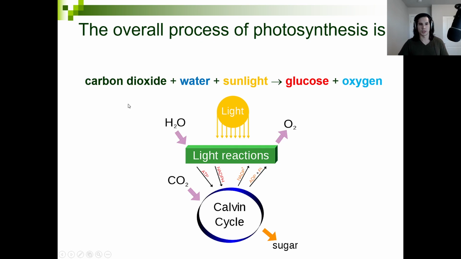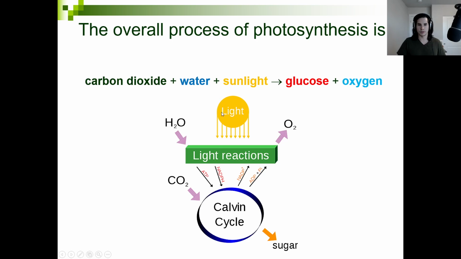So here's a little bit of redundancy. We've got our CO2 plus our water. This is what plants need. They need CO2 from the atmosphere, they need water from wherever they get water, and they also need sunlight. And the end result is they make some glucose, some sugars, and they release oxygen into the atmosphere.